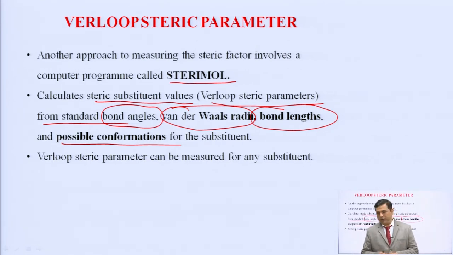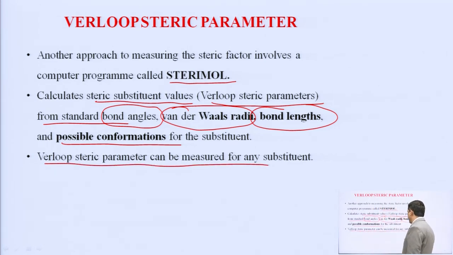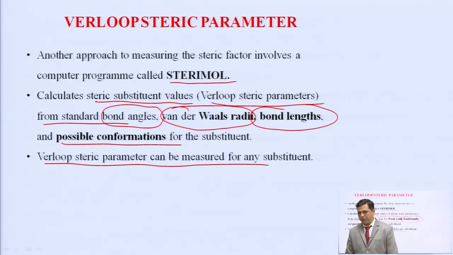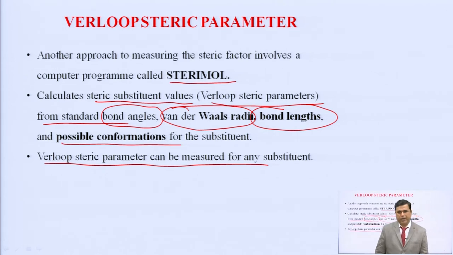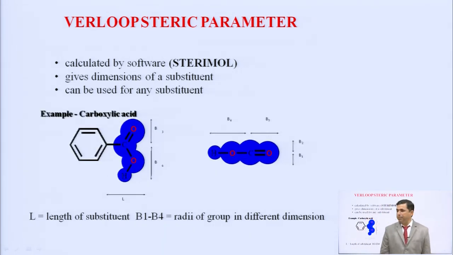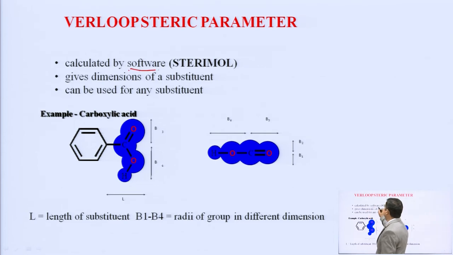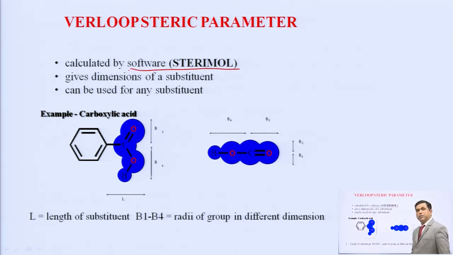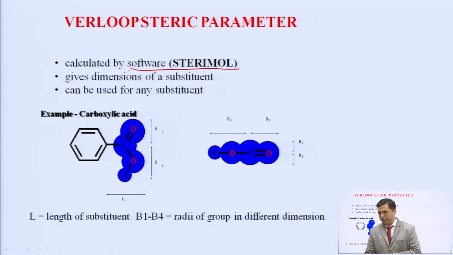Here there is no limitation, that is, Verloop steric parameters can be measured for any type of substituents, either double bonded or single bonded, or with pi electrons or lone pairs of electrons. We can calculate them with the help of these Verloop steric parameters. Now, here I am taking one example, for example, carboxylic acid. So, for this carboxylic acid, the steric parameters are calculated by the software STERIMOL. Here it gives the dimensions of the substituents.